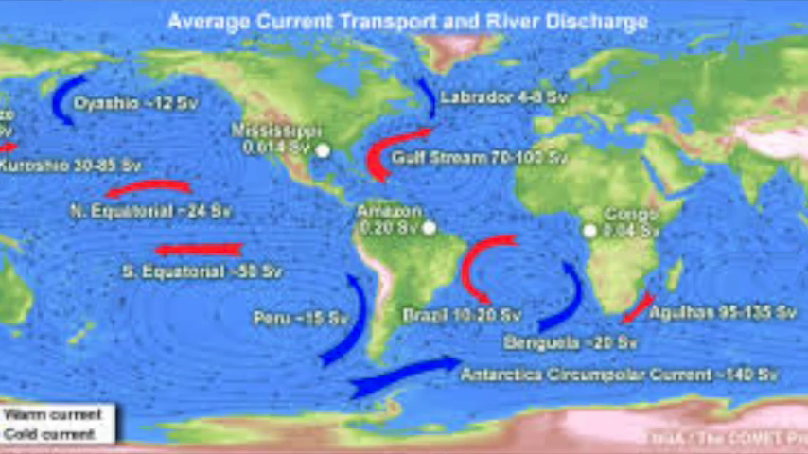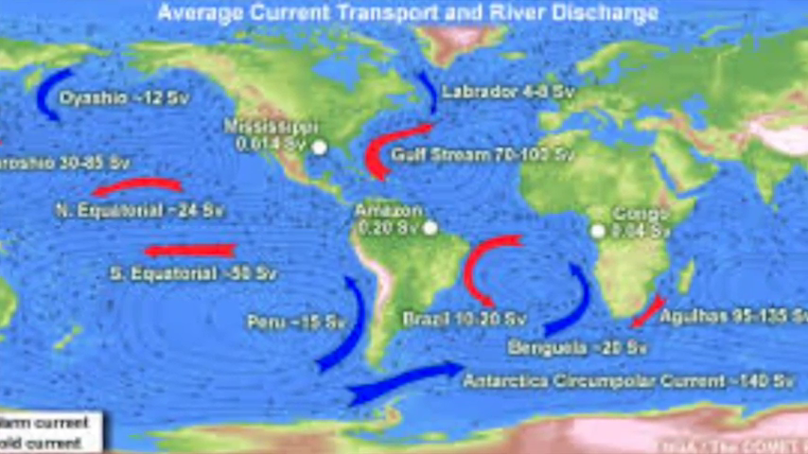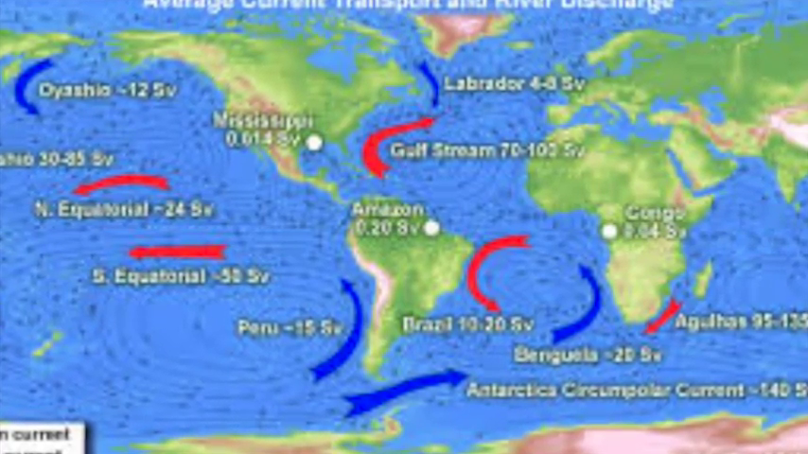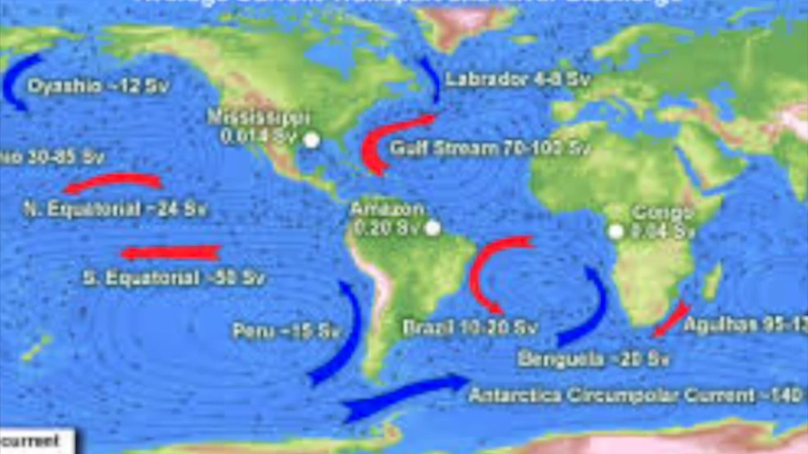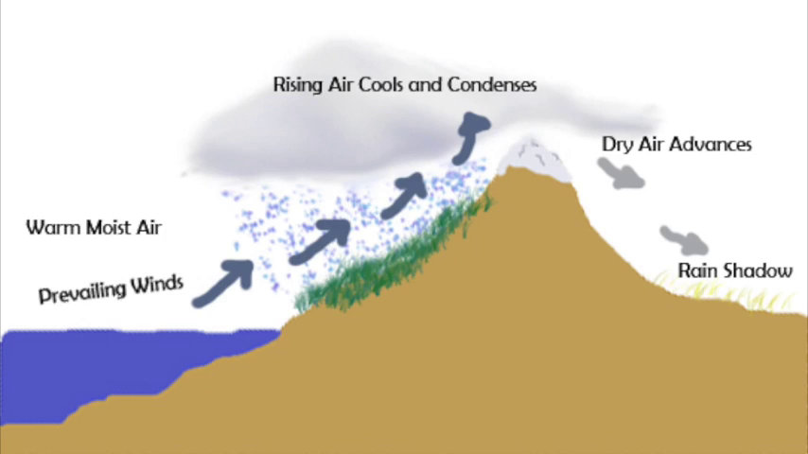If a warm ocean current is flowing near an area, then that area's climate tends to be a little bit warmer and moister. If a cold ocean current is flowing by an area, then that area tends to be a little bit cooler and drier. Some other things that influence climate are landforms, such as mountains. Mountains can create a rain shadow effect.